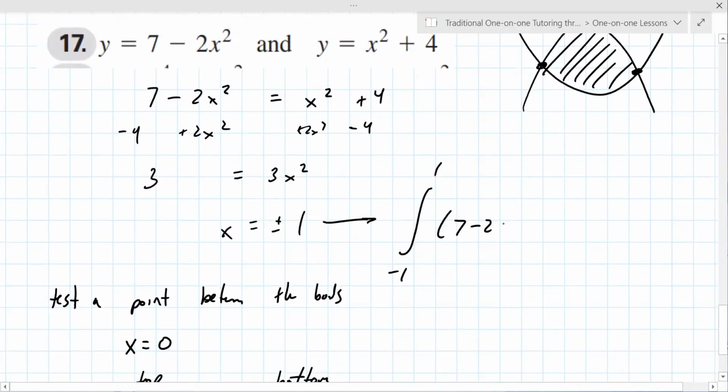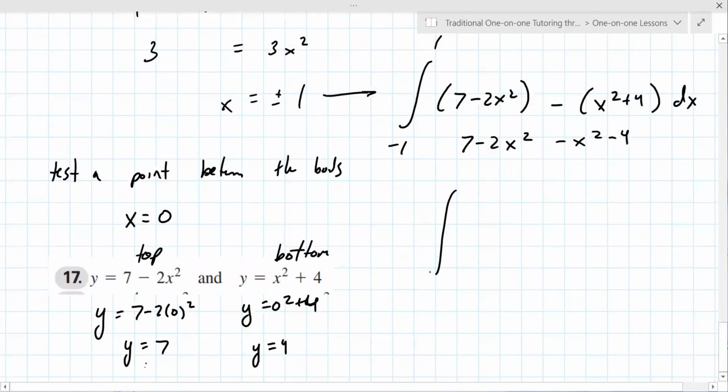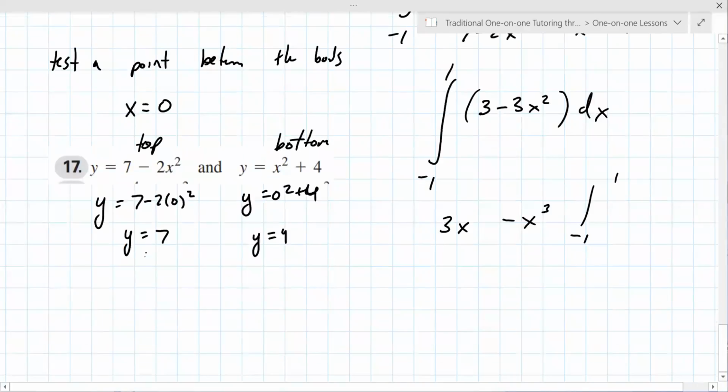So it's 7 minus 2x squared minus x squared plus 4 dx. So we get 7 minus 2x squared minus x squared minus 4. And then combine like terms here. So we got 3 minus 3x squared dx. So your antiderivative is 3x minus x cubed, evaluated from -1 to 1. 3 times 1 minus 1 cubed minus 3 times -1 minus -1 cubed.